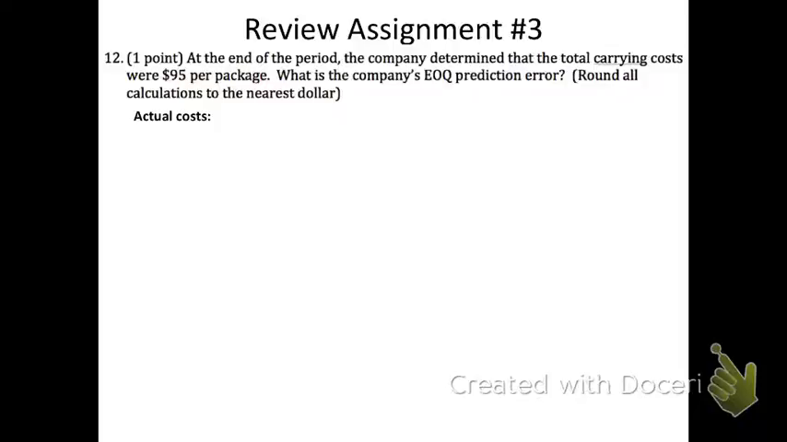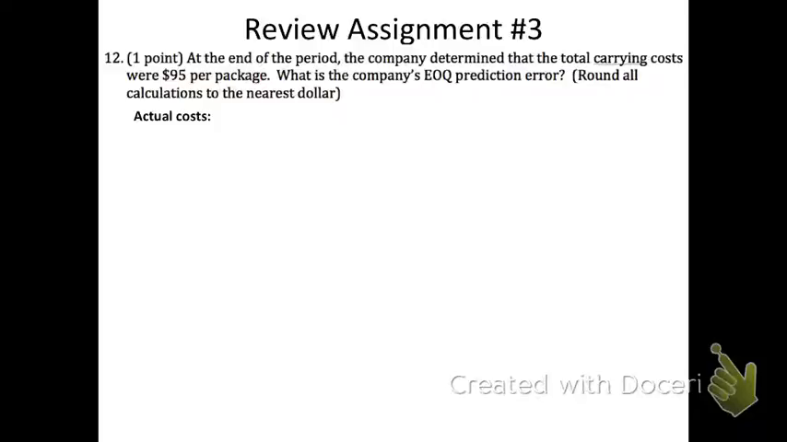So at the end of the period, if we find out that one of those parameters was incorrectly estimated or incorrectly predicted, then that would have affected our economic order quantity, and it really hasn't minimized our order and carrying costs. So if we're not really at the minimum ordering and carrying cost, then we can determine what was the actual cost that we incurred, and we can determine the cost of making an incorrect prediction. So here, the only thing that we incorrectly predicted in this problem is the total carrying costs per unit or per package. We thought they were going to be 41. They actually turned out to be 95.